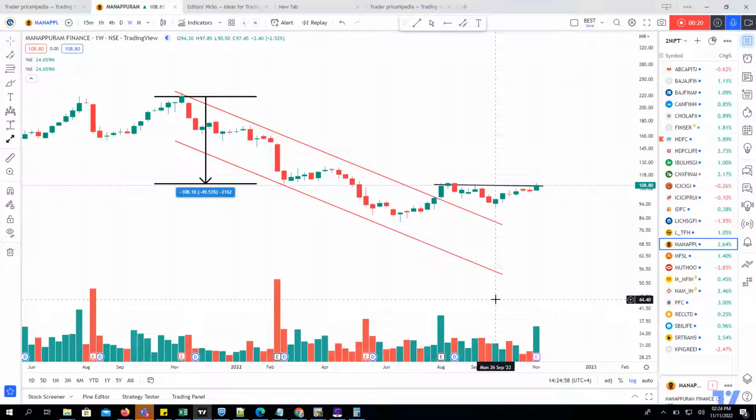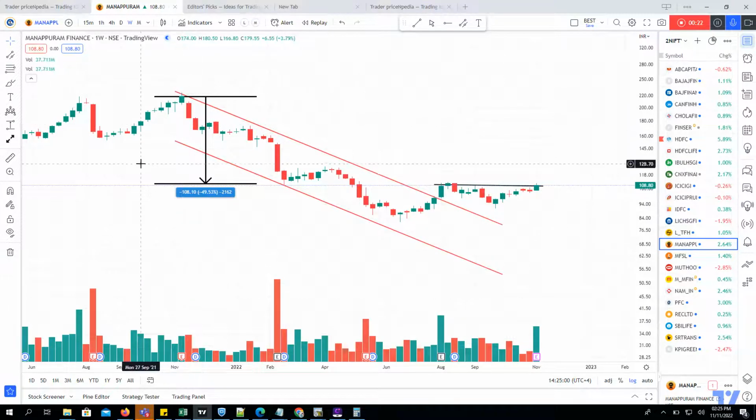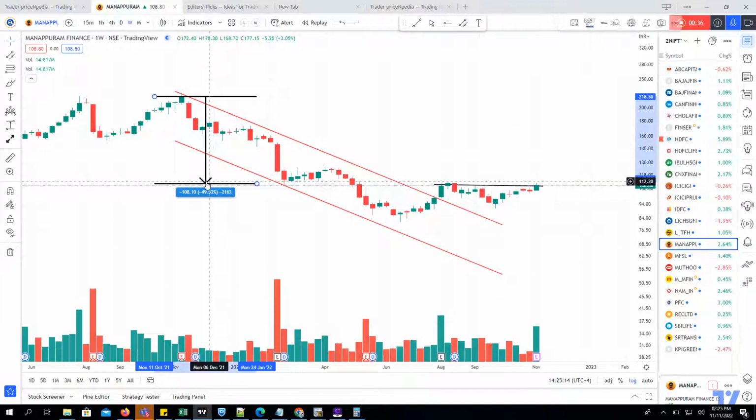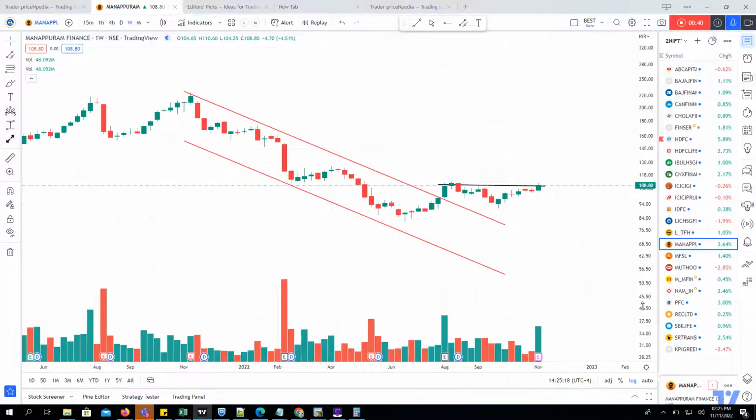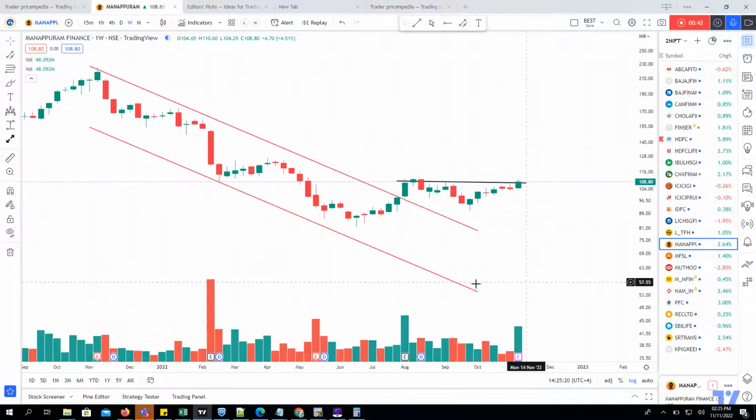So let's start. If you look at the price of Manappuram Finance, the price has come down from roughly 216 rupees, which was the all-time high, to the current price, which is around 108. I would say it has fallen by 50% from the highs. And how has it fallen? It has taken a path which is a downward channel.